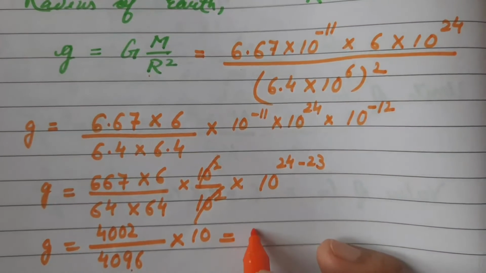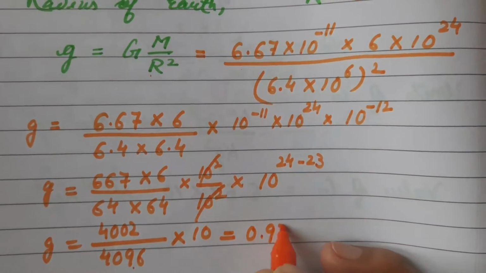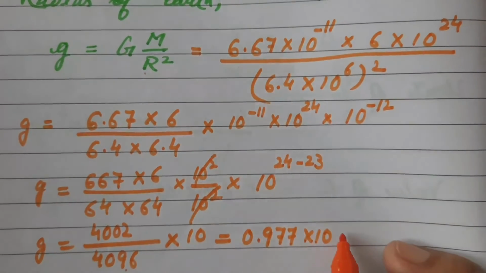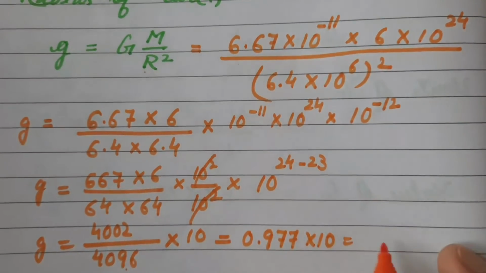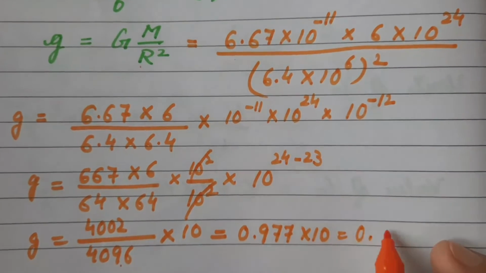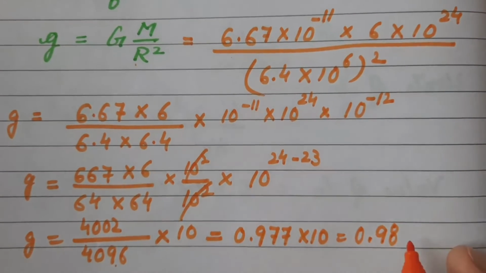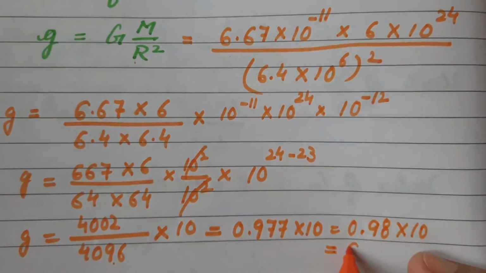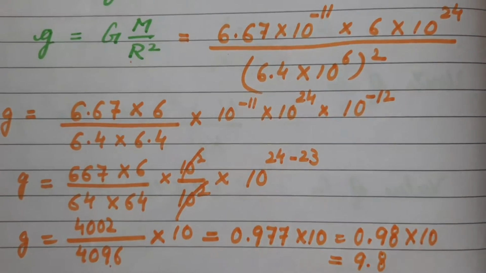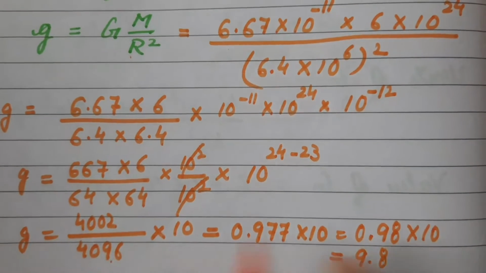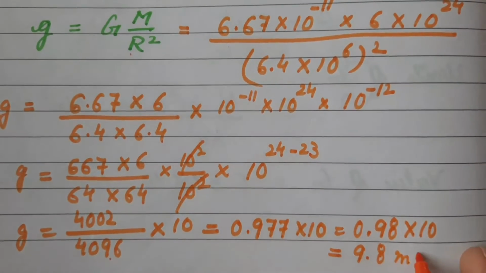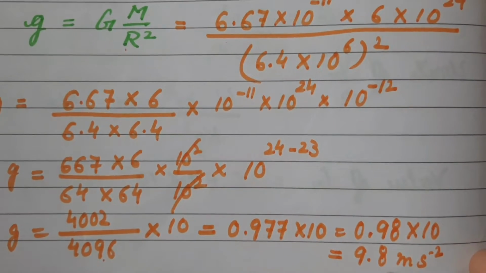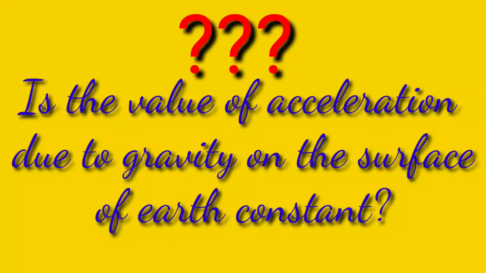When we divide this, the answer will be 0.977 multiplied by 10, which can be written as 0.98 into 10, which is 9.8. This is acceleration due to gravity. That's why its units will be meter per second square. This is the value of small g.